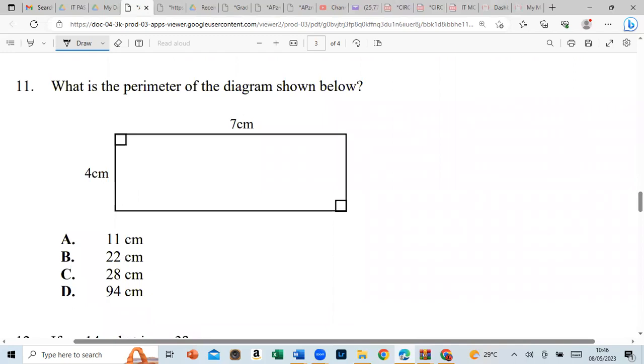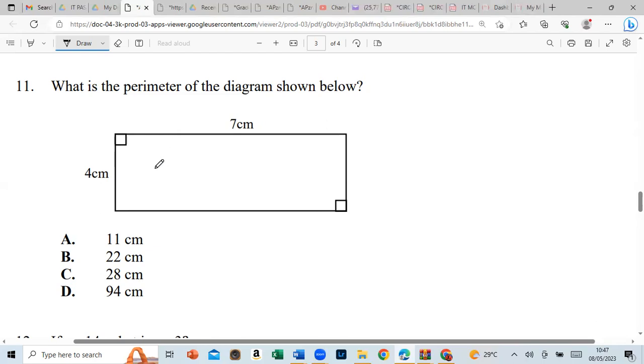Number 11, what is the perimeter of the diagram shown below? So what does perimeter mean? What type of shape is this? And what does it say about the opposite sides of that shape? What did you guys get?